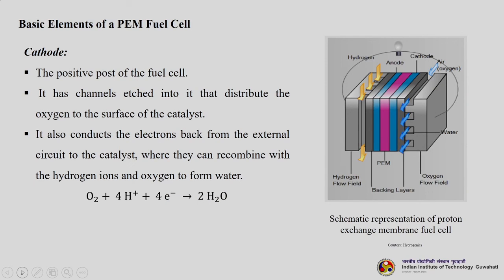The first one is of course the cathode. Okay. So, this is the cathode. You can see this is the cathode. So, this is the positive post of the fuel cell. It has channels etched into it that distribute the oxygen to the surface of the catalyst. It also conducts the electrons back from the external circuit to the catalyst where they can recombine with the hydrogen and oxygen to form water. So, this is the reaction that happens in the cathode. Oxygen plus 4 protons plus 4 electrons gives 2 water.